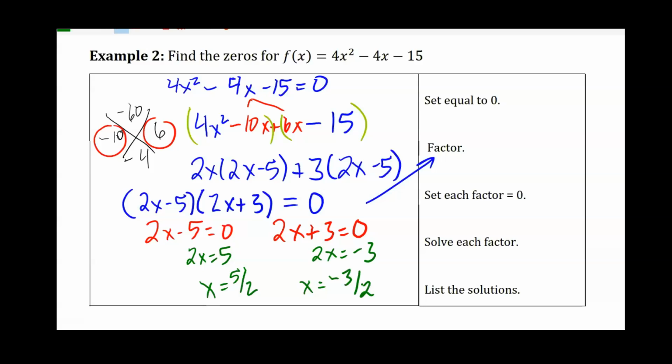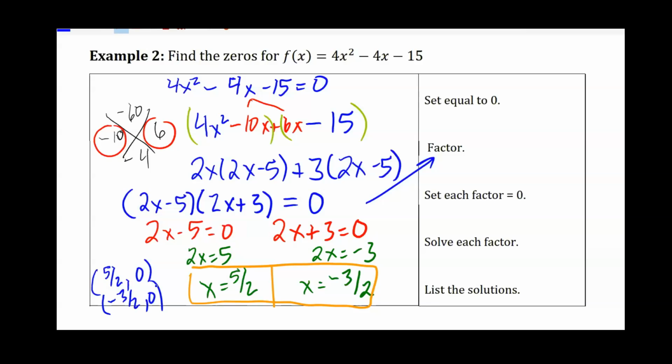I want you to make a note that fractions are entirely possible on these. Okay, so that is my solution set. Or if you want to write it as a point set, x would be 5 halves, y would be 0. x would be negative 3 halves, y would be 0. Either one is adequate. Okay, so that's the factoring process.